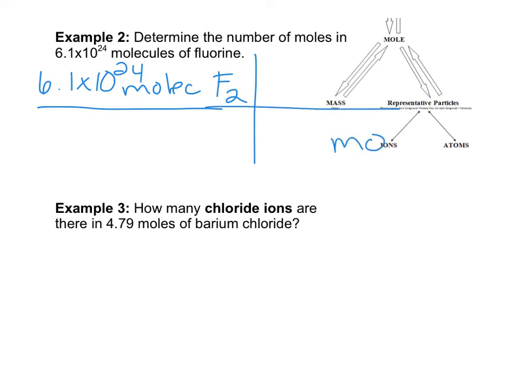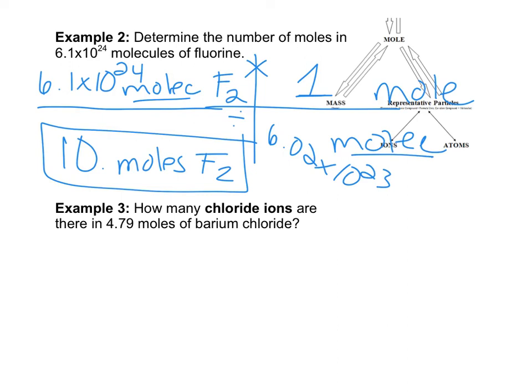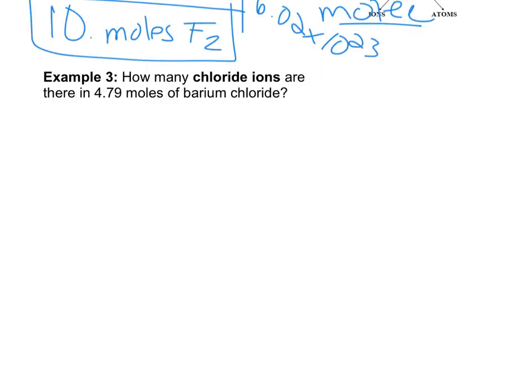And so molecules has to drop down, and I have a relationship starting today between molecules and moles. I know if you have 1 mole of anything, you have 6.02 times 10 to the 23rd things. Our things in this case were molecules. And so I would multiply the top, I would divide by the bottom, and I would have 10 moles of fluorine molecules. All right, let's try another example.